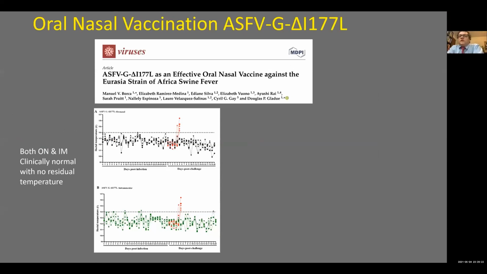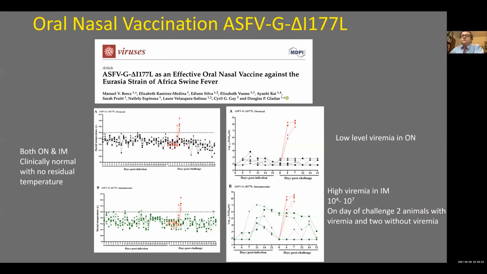We next wanted to see if we could deliver our vaccine by the oral nasal route. And these results were recently published about last week. As you can see here, with the oral nasal on top and the intramuscular on the bottom, both oral nasal and intramuscular vaccinated pigs remain clinically normal with no residual temperature.